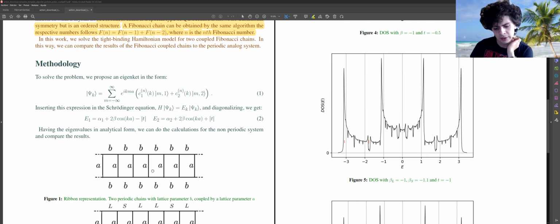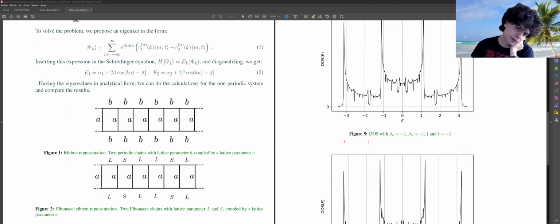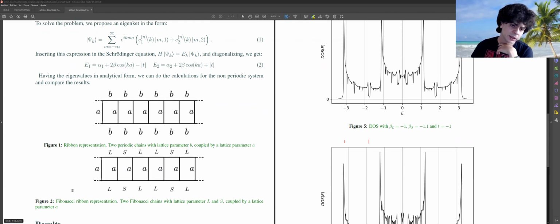First, this model of two coupled periodic chains is the closest model to the one we're trying to solve. Also, this problem can be solved analytically. We show here the method. Once we know the results of this model, we can compare it to the Fibonacci situation, which is shown in figure 2, and we can then explain what happens in the Fibonacci situation.